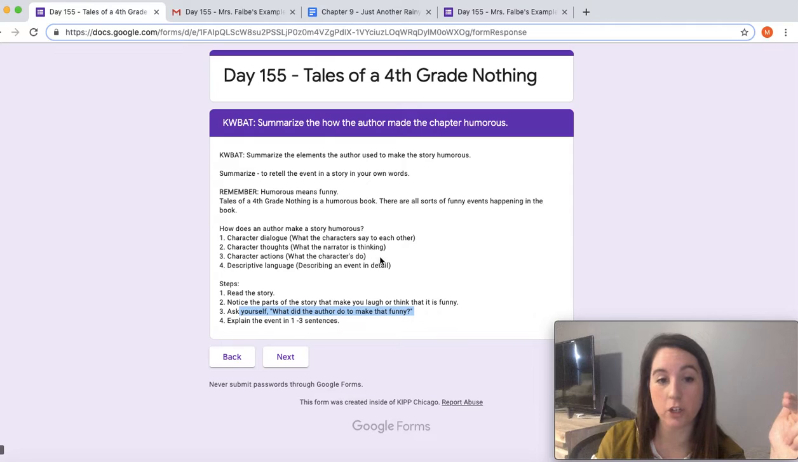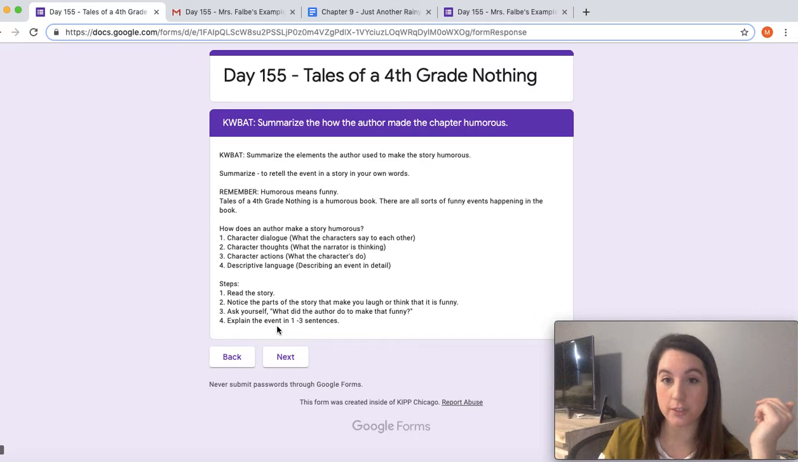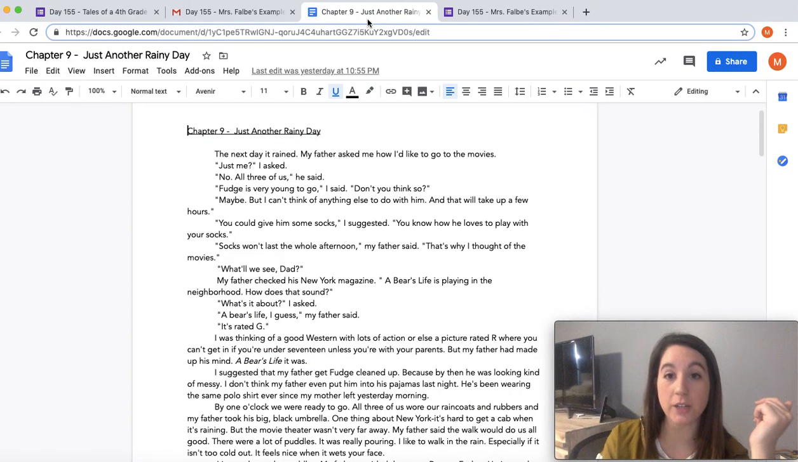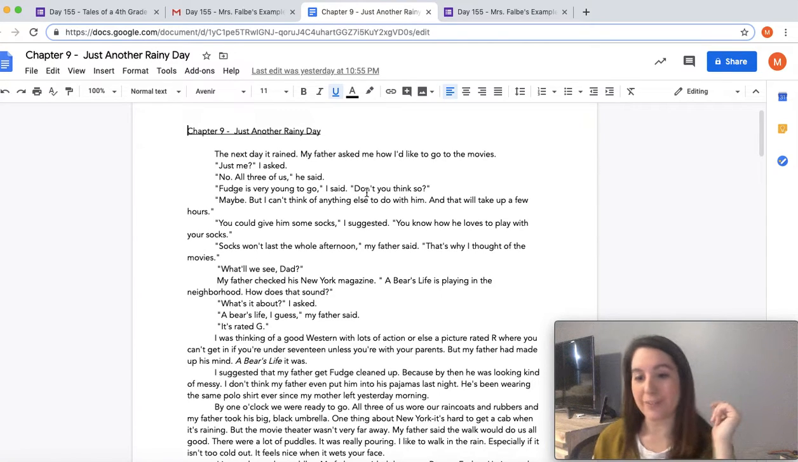This is where you're going to go back up here. Which one of these 4 things did the author do to make the story funny? And then finally, you're going to explain the event in 1 to 3 sentences. So we're going to start reading, and when I stop, I'll do an example, and then you'll get to do some on your own later.